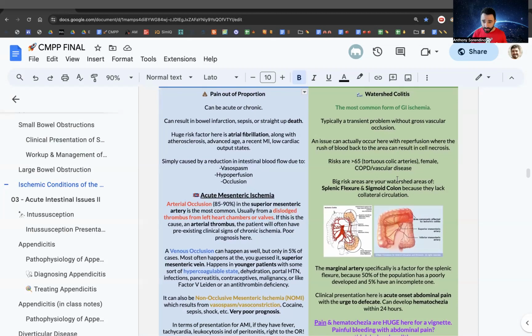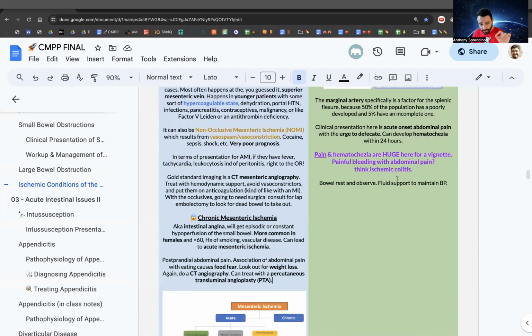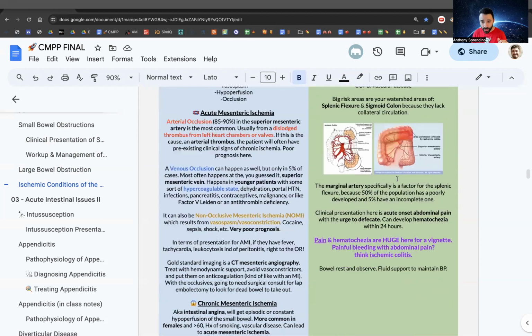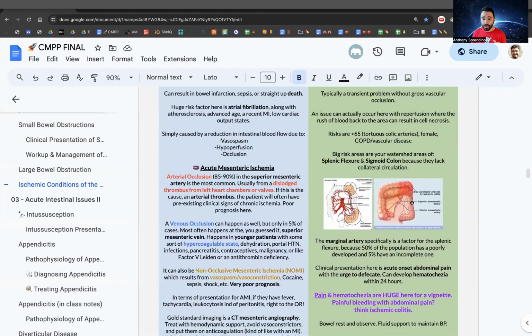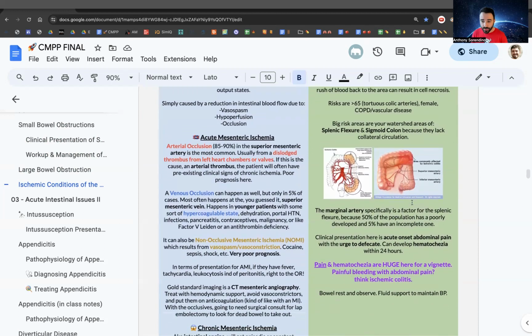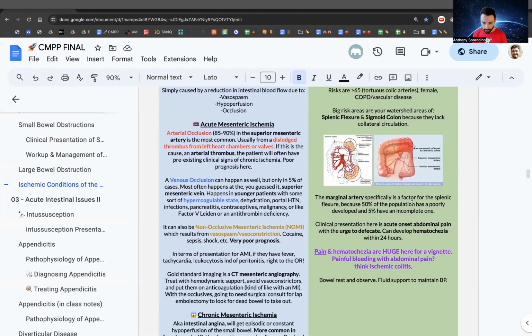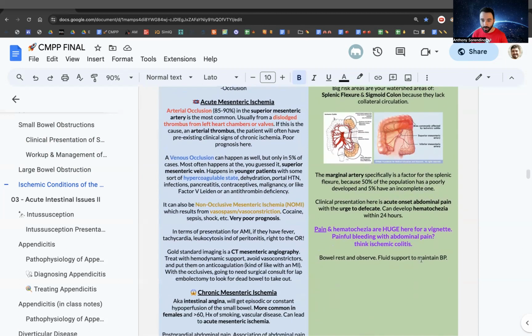Some risks: over 65, female, again, COPD, vascular disease. So similar risk factors, especially specific to chronic mesenteric ischemia. Okay. Already mentioned the watershed areas there. This marginal artery is coming up again, a specific factor up in that splenic flexure area, because 50% of the population has a poorly developed one, 5% have it incomplete as well. So you're going to get some ischemia in that watershed area.